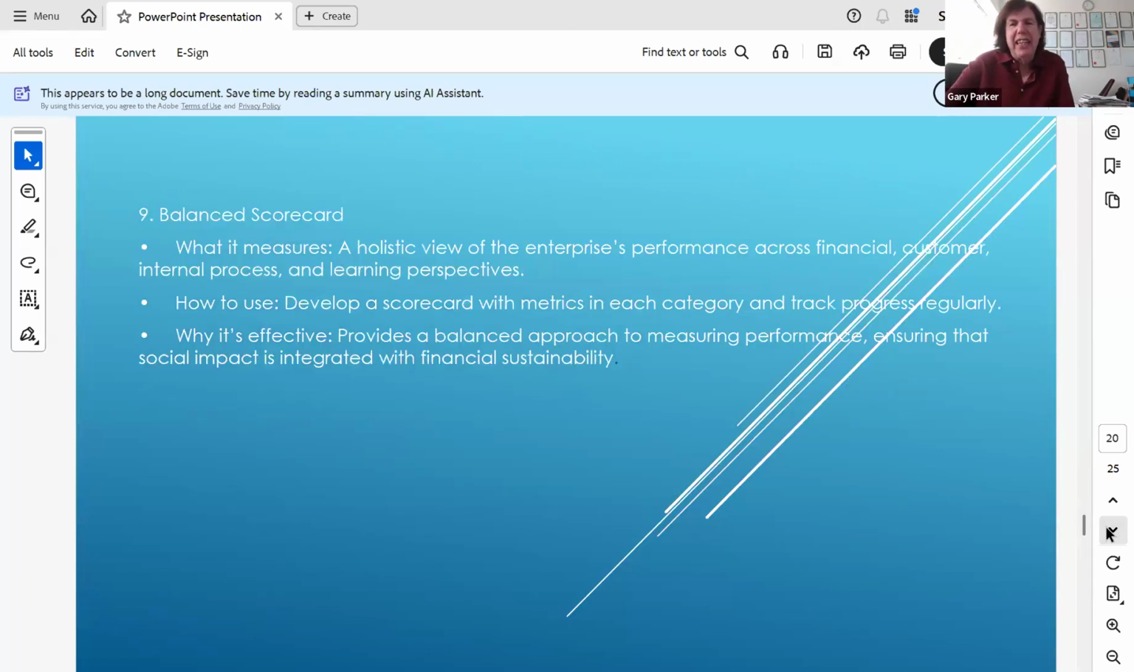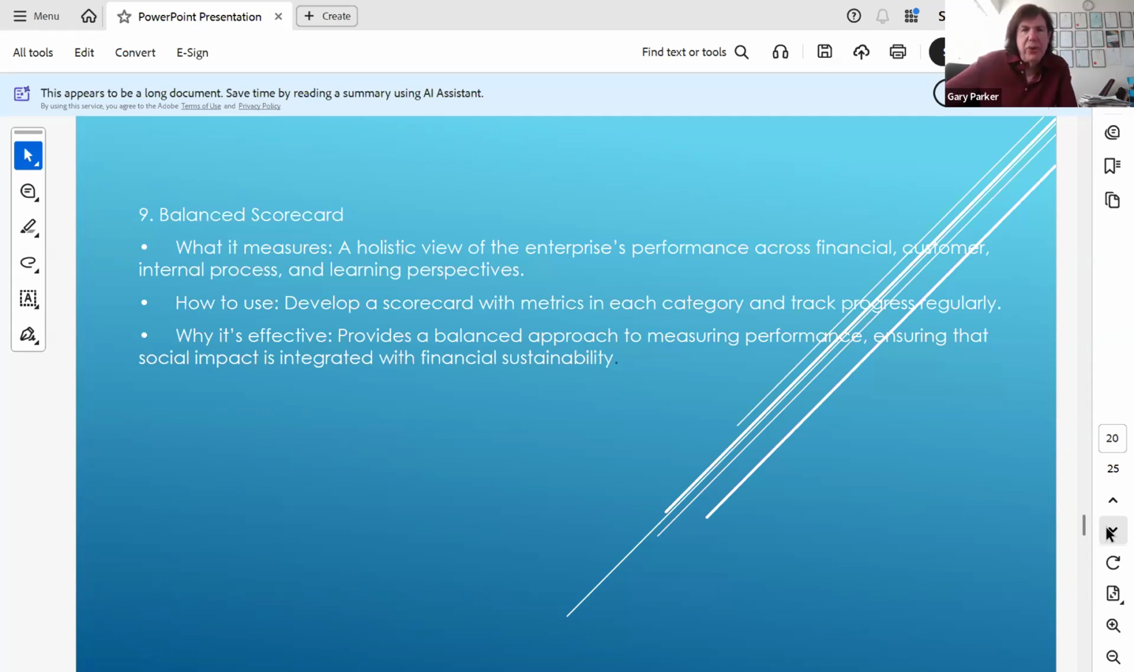If you're new to this, this is probably not one for you. If you're an organization that's more established, then this is something you should consider. It's called Balanced Scorecard. What it measures is a holistic view of the enterprise's performance across financial, customer, internal process and learning perspectives. So it measures a whole range of things and performance within your organization.